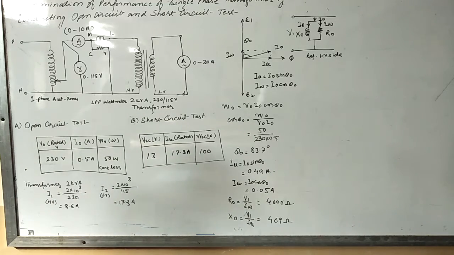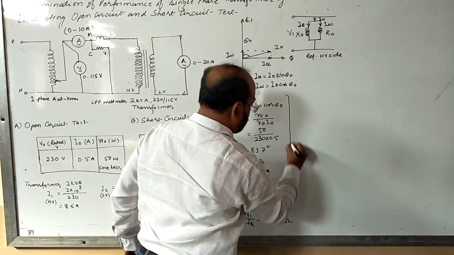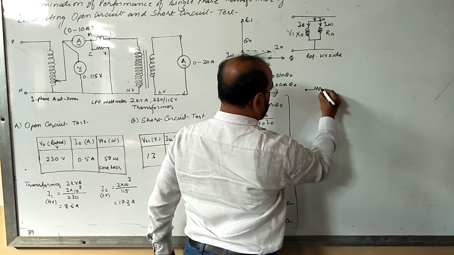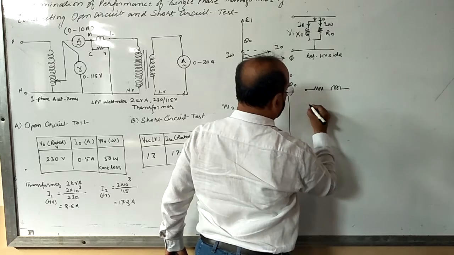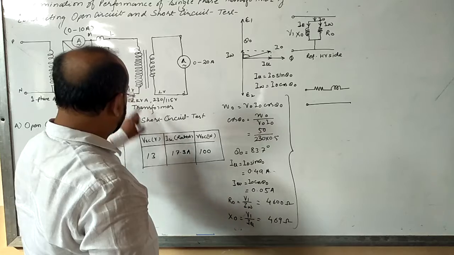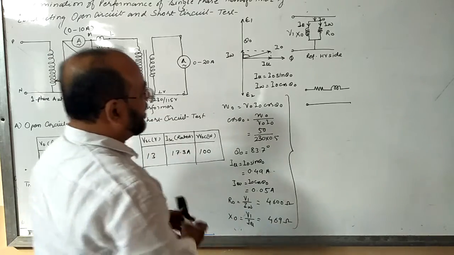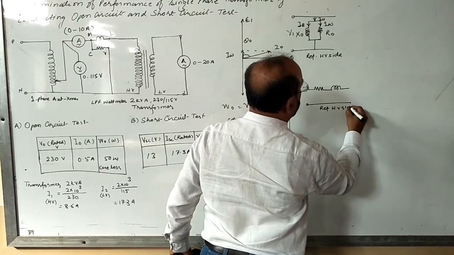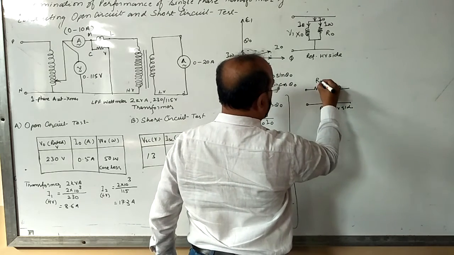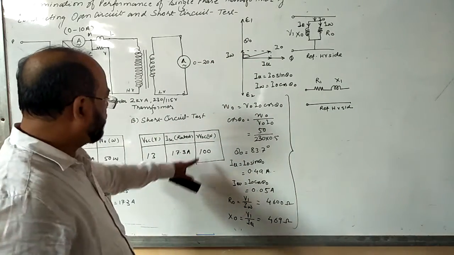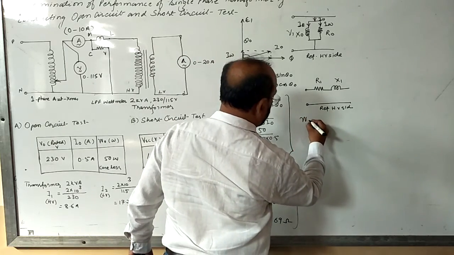Now we will try to solve the short circuit test. From the short circuit test we are going to find out the resistance and the reactance. As the instruments are again connected on the HV winding, it is referred to the HV side, that is the primary side. So we will write R1 and X1. Now the power under short circuit can be written as WSC.